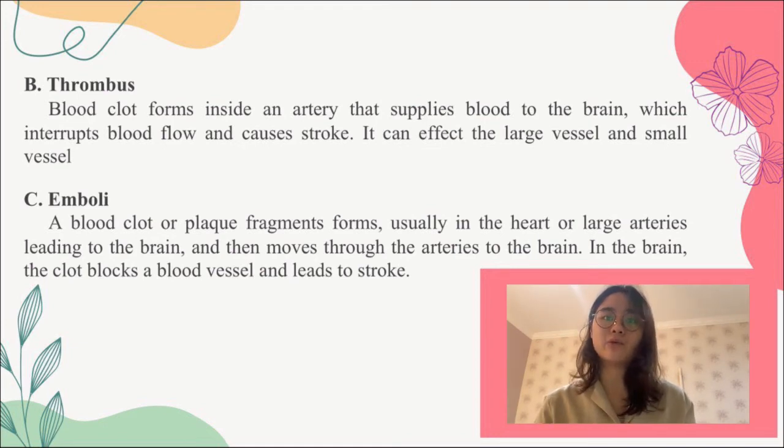Then next is emboli. Emboli are blood clots or plaque fragments that form usually in the heart or large arteries leading to the brain. Then it moves through the arteries to the brain. In the brain, the clot blocks the blood vessel and it leads to acute ischemic stroke.